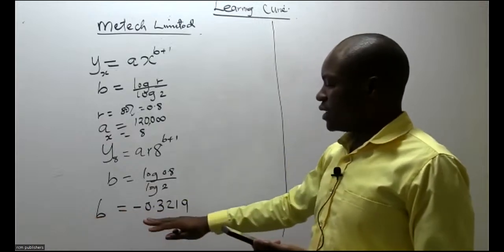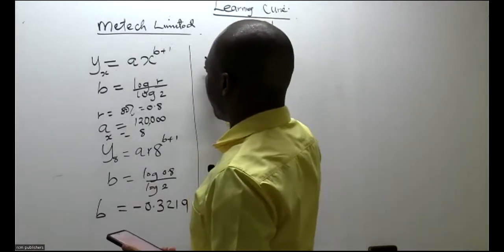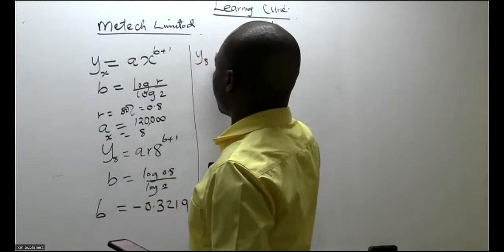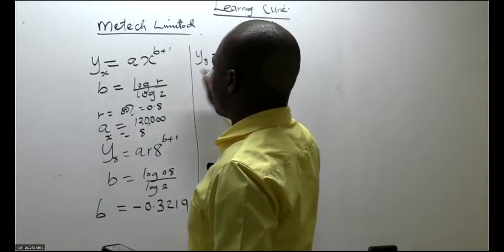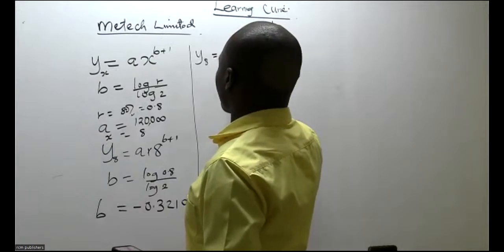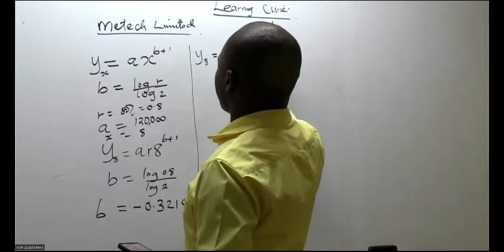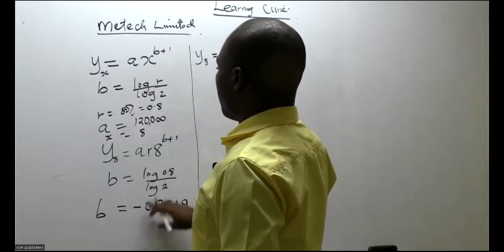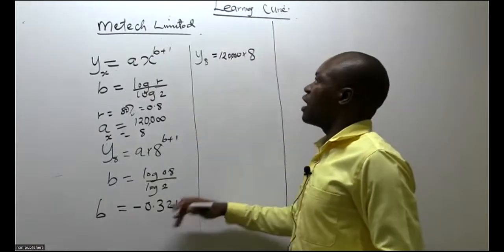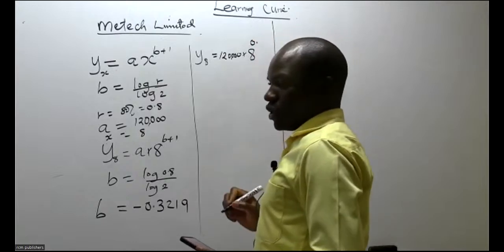So after getting the value of b, we now go ahead to calculate our y for the first 8 batches. We are supposed to have a, which is 120,000, multiplied by 8 raised to the power of this one here plus 1. So b plus 1, whatever you're getting in the calculator plus 1, what will you have? It will be a positive.